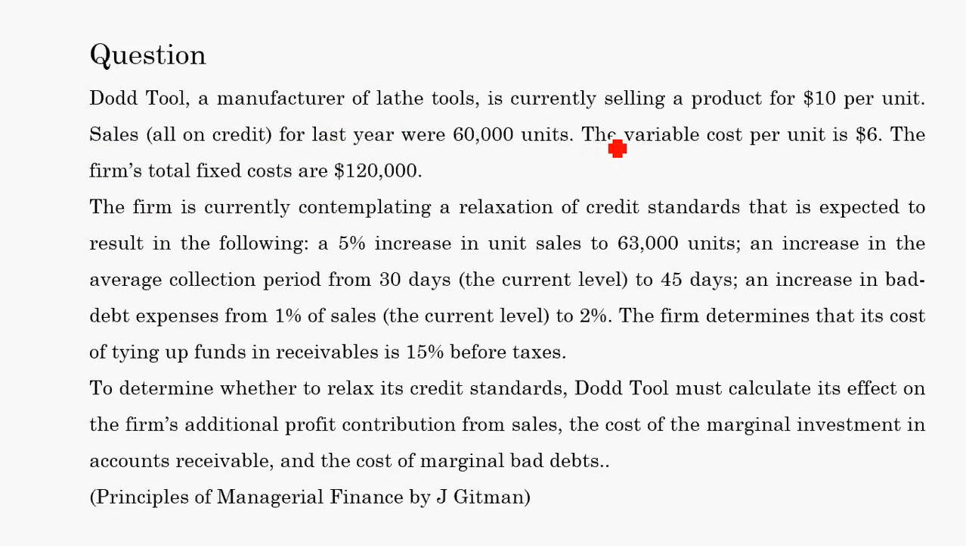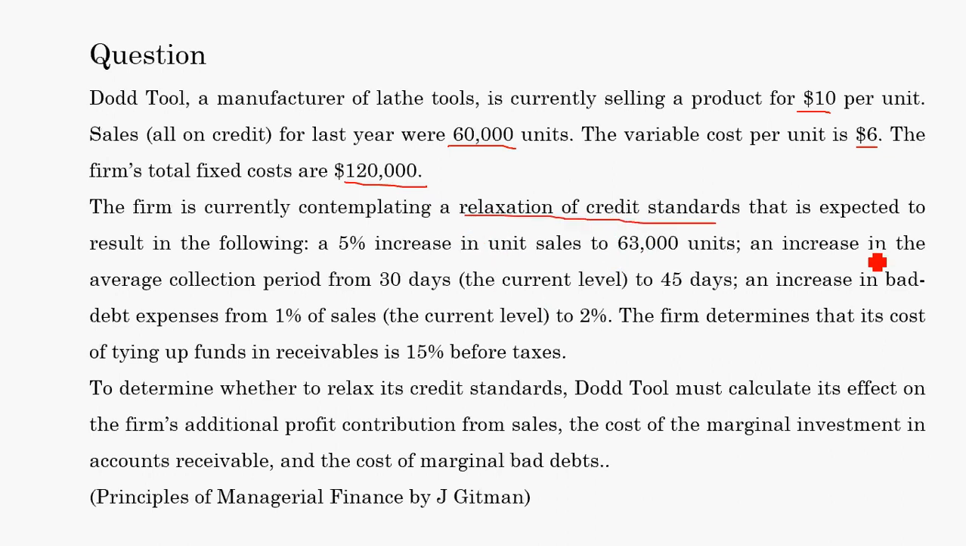Take this question: there is a company which is selling a product at $10 per unit, which is the selling price. The current sales level is 60,000 units, the current variable cost is $6, and the total fixed cost is $1,20,000. It is looking at relaxing the credit standards.